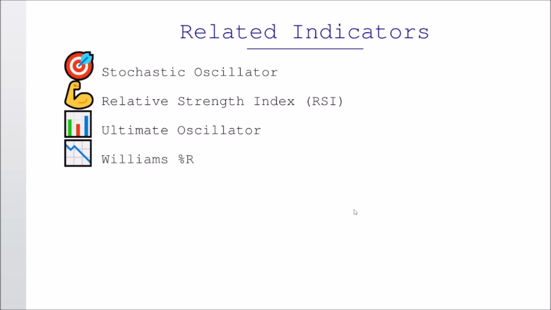Related indicators: the stochastic oscillator and the relative strength index, which we already discussed. The ultimate oscillator and Williams, which we can discuss later. Okay.